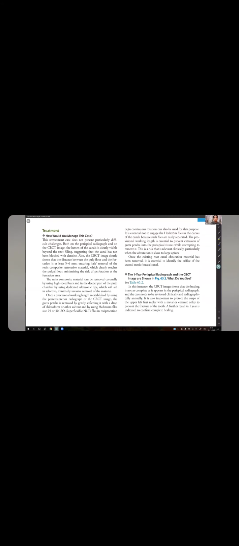This retreatment case does not present particularly difficult challenges, both on the periapical radiograph and on the CBCT. The lumen of the canals is clearly visible beyond the root filling, suggesting that the canal has not been blocked by the dentine. And the CBCT image clearly shows the distance between the pulpal floor and furcation is at least 5 to 6 mm, which ensures safe removal of the resin composite restorative material, which clearly reaches the pulpal floor, minimizing the risk of perforation at the furcation area. It can be removed coronally by using high-speed burrs, and in the deeper part of the pulp chamber by using dedicated ultrasonic tips, which will aid in selective, minimally invasive removal of the material.